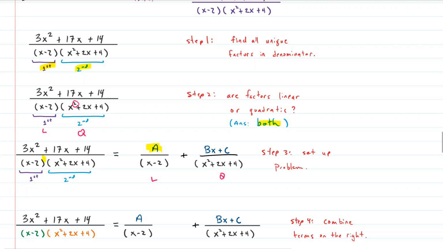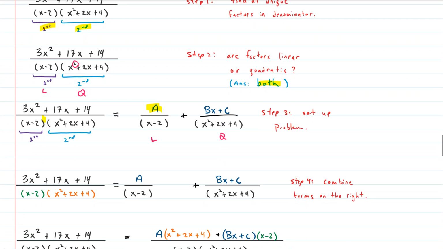This is the quadratic term. Now we have the problem set up. We can start combining the right-hand side. The reason we start combining the right-hand side is because we're going to end up comparing these coefficients. And we can't do that until the right-hand side is one fraction, in the form of the left side. So let's combine these two terms.